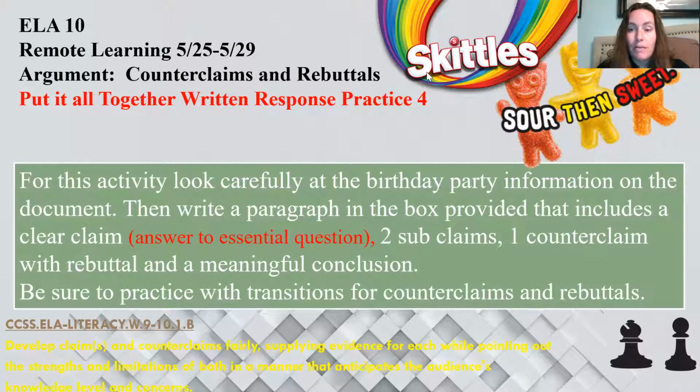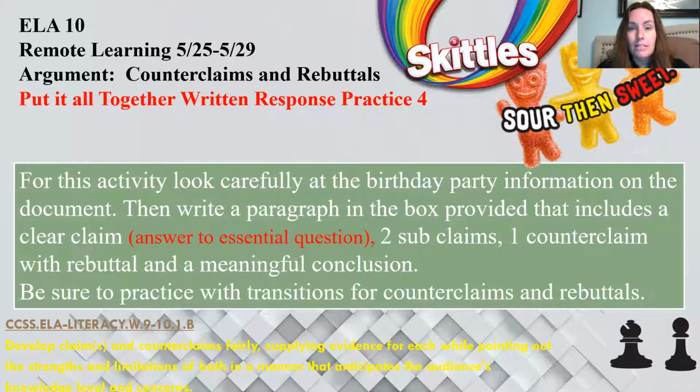Okay, it's time for my favorite activity. Every year, this is something I do. I'm going to take you to the Word document here in a minute once I'm done talking about the slide. So you're actually going to try writing an argument and using counterclaims and rebuttals in it, but you're going to have to write the other parts too.